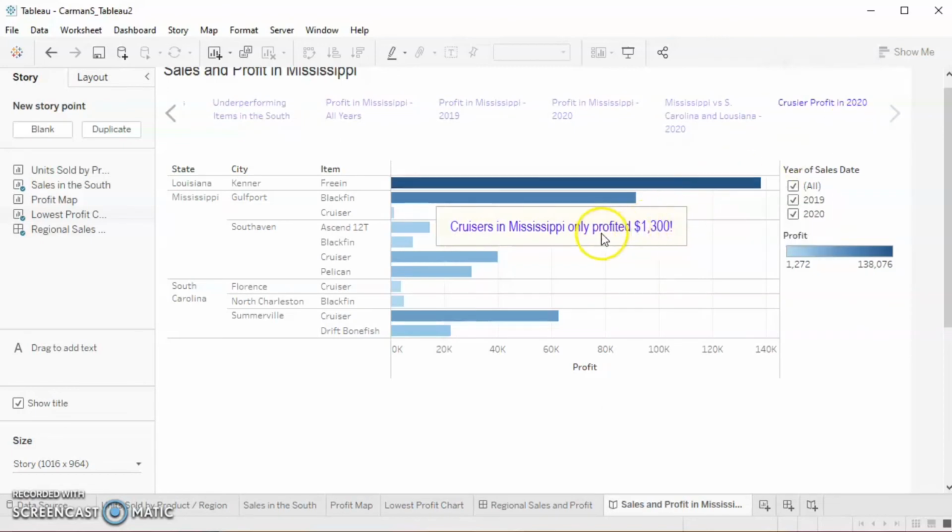And then finally, I have the Cruisers sold in Mississippi from before, which only profited $1,300, which is not a lot. In a situation like this, it might be wise to stop selling that product, or even stop selling in that city, or even just not sell overall in Mississippi. Those are some options to make profits more positive.